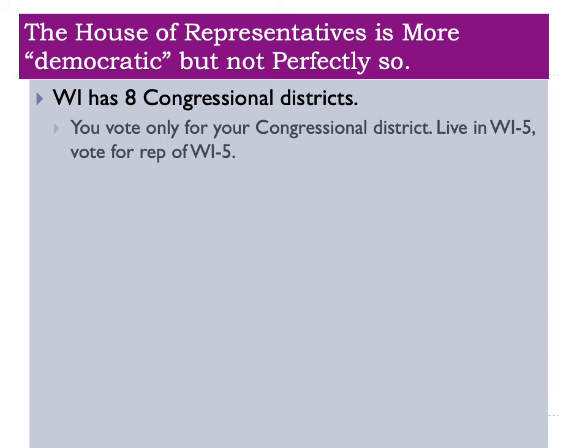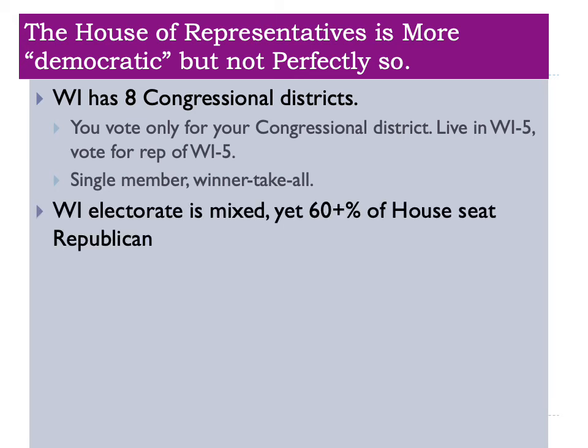But it goes even farther than that. You only vote for your representative in the congressional district that you live in. So if you live in Wisconsin 5, you vote for the representative that represents the Wisconsin 5th congressional district. And we'll be learning about this more later in the semester, but the way that our elections work is that a single member represents each of the congressional districts, and whoever gets the most votes wins that district. And so if there are multi-party candidates running and you get 40% of the vote, it's not a majority, but if nobody gets more than 40%, then you're the winner. Winner take all.